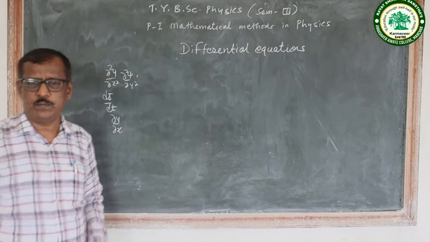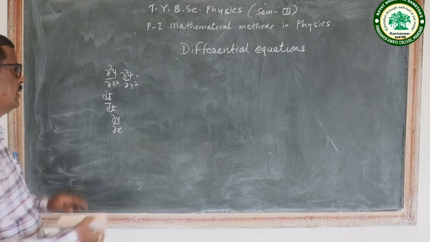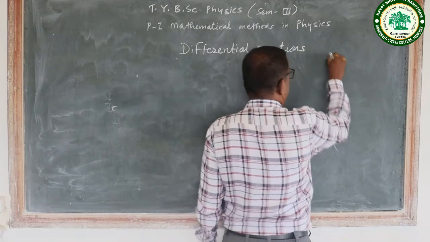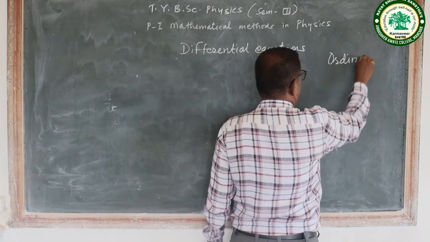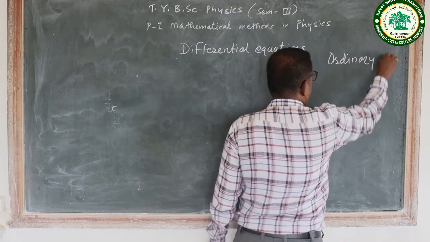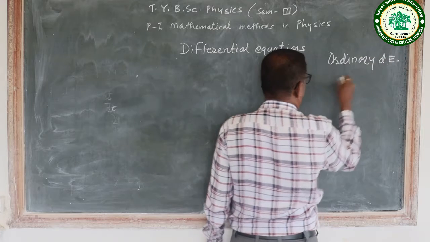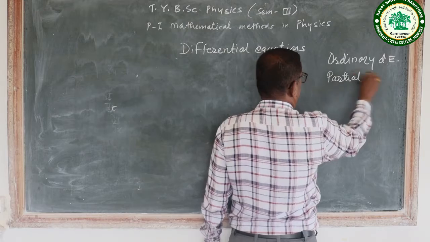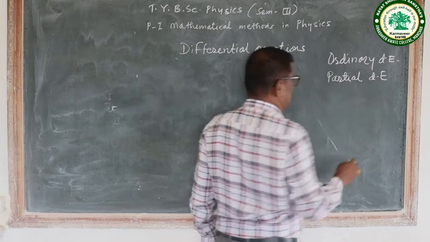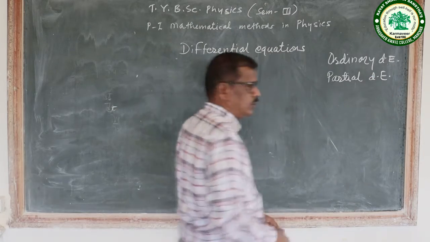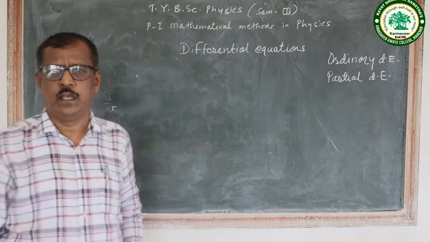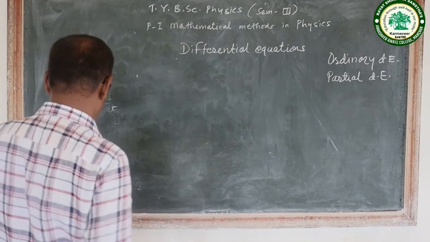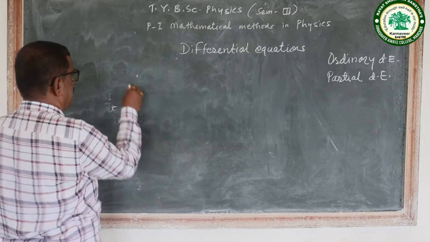Generally, there are two types of differential equations, and they are, one is ordinary differential equation and second is partial differential equation. Means there are two types of the differential equations. One is the ordinary differential equation and second is the partial differential equation.